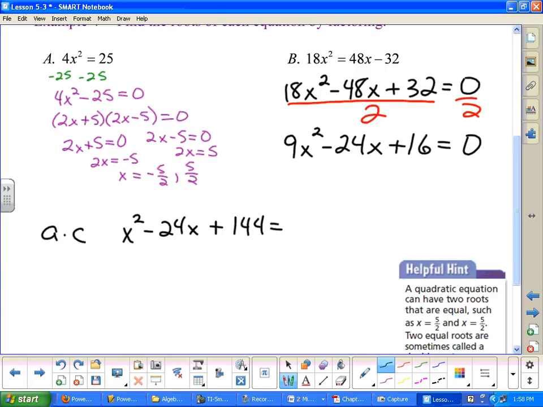144. All we're worrying about right now is the factoring. So we need the factors of 144 that add up to 24. 12 times 12 is 144, and 12 plus 12 is 24. So we have x minus 12 and x minus 12. Nice, isn't it? They're the same. And then I have to divide by what?